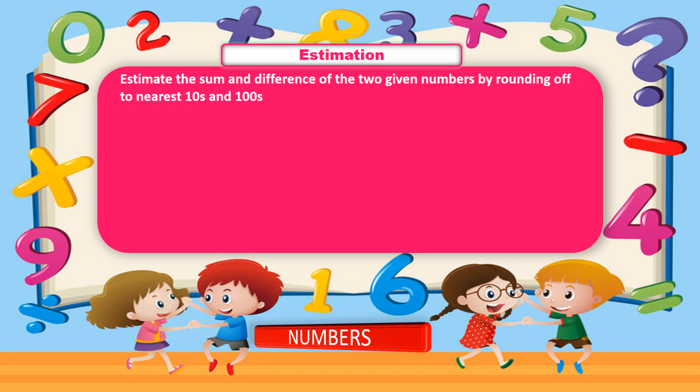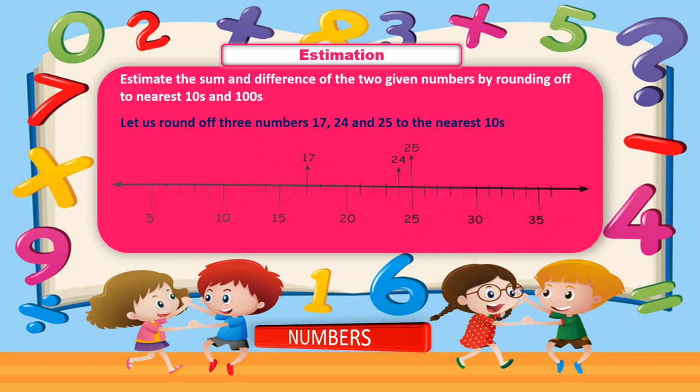Estimation. Estimate the sum and difference of two given numbers by rounding off to nearest tens and hundreds. Let us round off three numbers 17, 24 and 25 to the nearest tens.